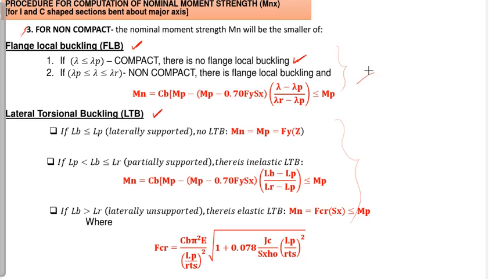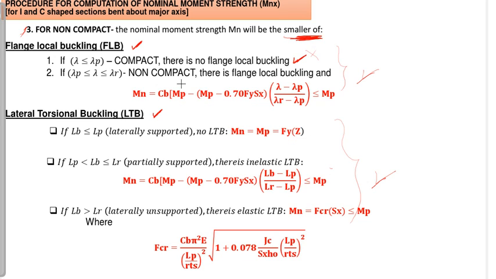So ito, i-check nyo ito, tapos i-check nyo ito. So kukunin nyo yung mas maliit. So you will get the nominal strength that is the smaller value. So kung ano yung mas maliit, yun yung kukunin yung value ng MN between the FLB and LTB. Okay? So sa pag-check ng FLB, pag ang lumabas compact, wala tayong flange local buckling, kahit hindi nyo na i-check ito, punta na lang kayo sa LTB.